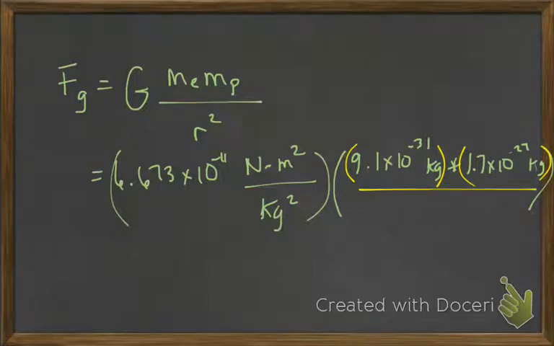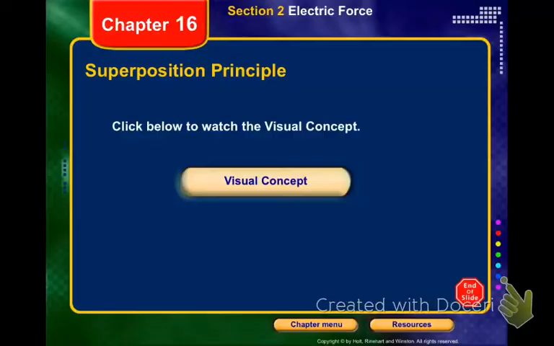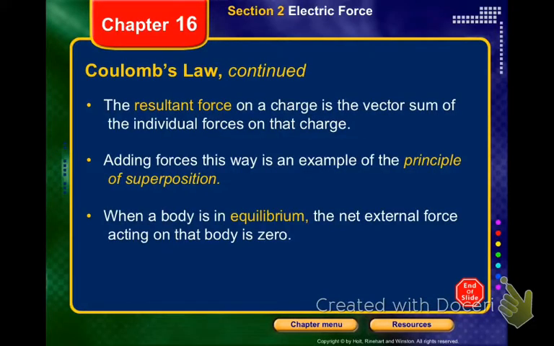Divide all of that by our R value, or in this case the distance, which is 5.3 times 10 to the negative 11th meters, and make sure you square it. Let me know what you get as an answer. The answer you should have gotten for the force of gravity was 3.6 times 10 to the negative 47th newtons. So gravitational force was much bigger or smaller than electric force? Smaller. Much smaller, so it's going to be negligible compared to the electric force between the two particles.